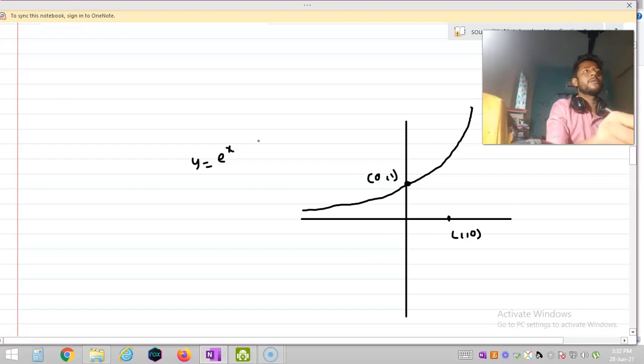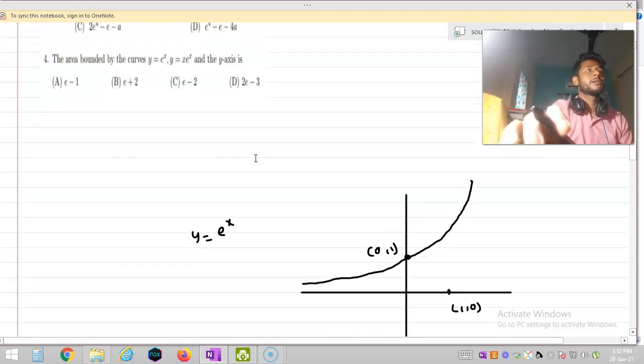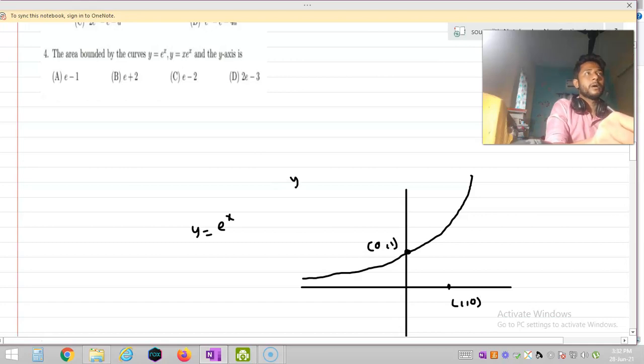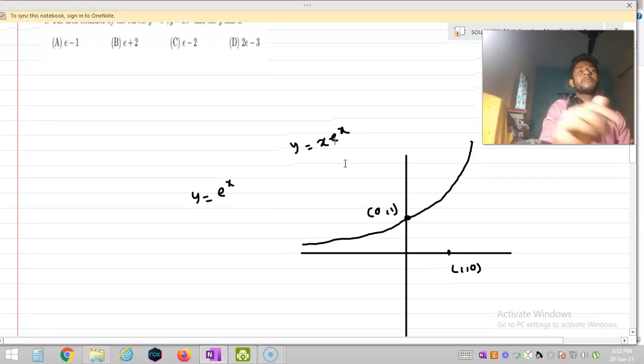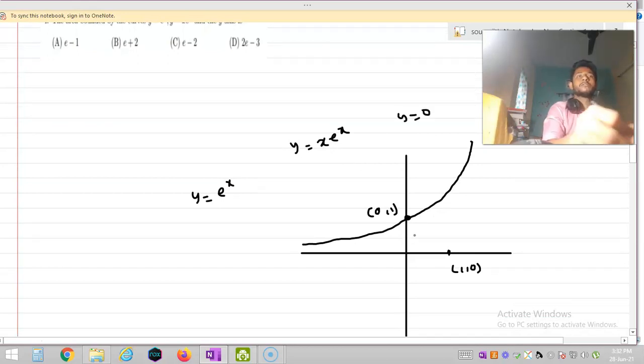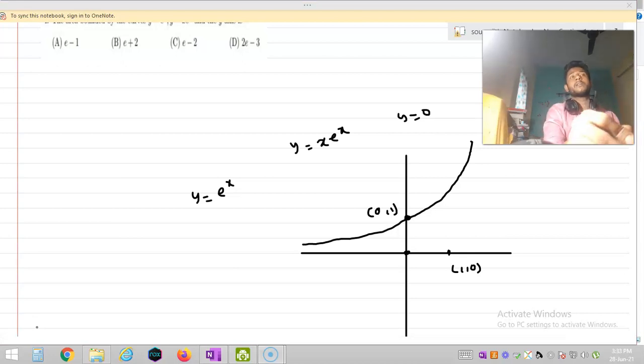Now let us talk about the graph of y equal to x e to the power x. If you put x equal to 0, you find y equal to 0, so this curve must pass through the origin. We don't need anything on the left side of the y axis. We just need to see the graph on the right side of the y axis.